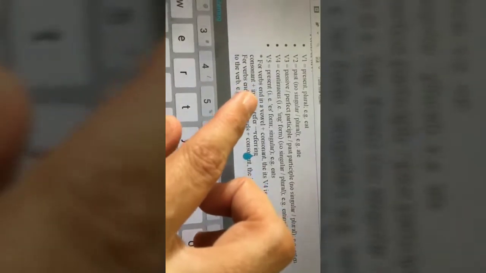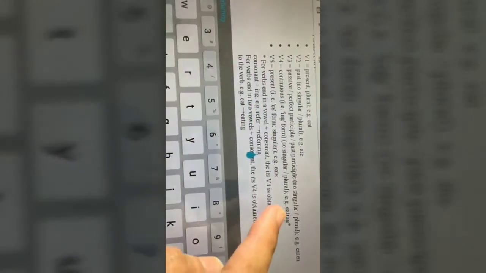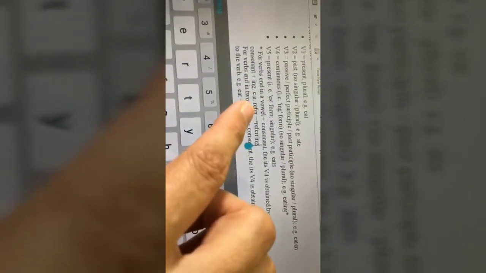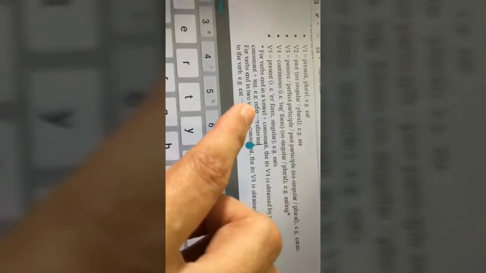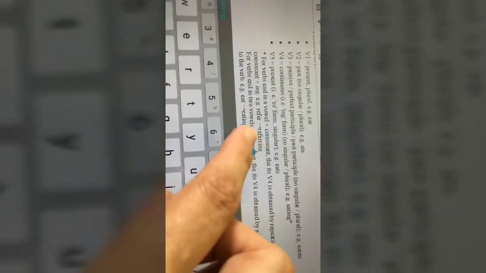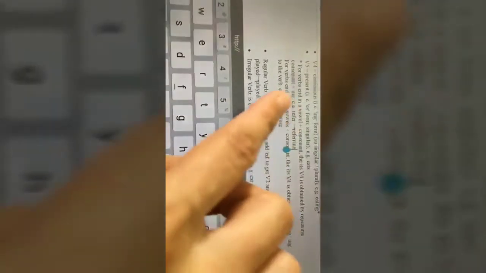Now second, you also have to note that in case of V4 or fourth form, verbs which end in a vowel plus a consonant, such as refer, where e is a vowel and r is a consonant, then its V4 is obtained by repeating the consonant and adding ing. For example, referring, you add the consonant r plus ing.